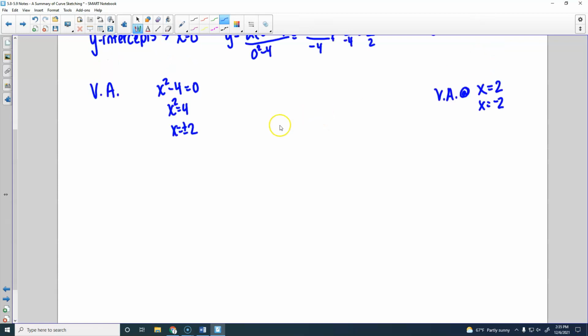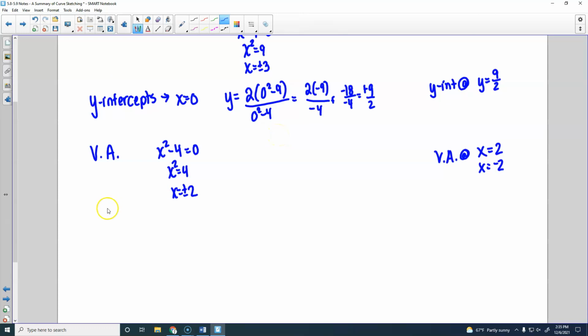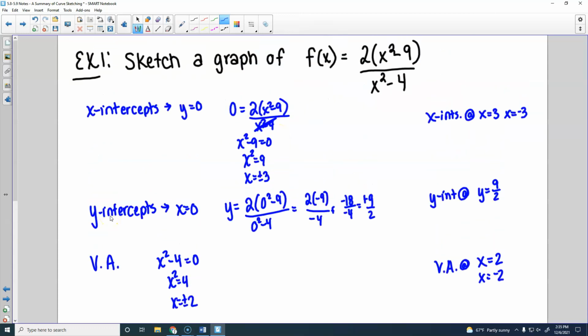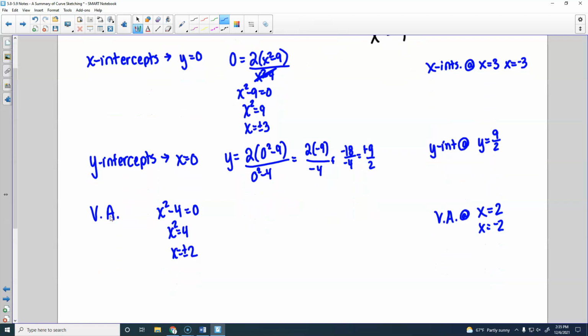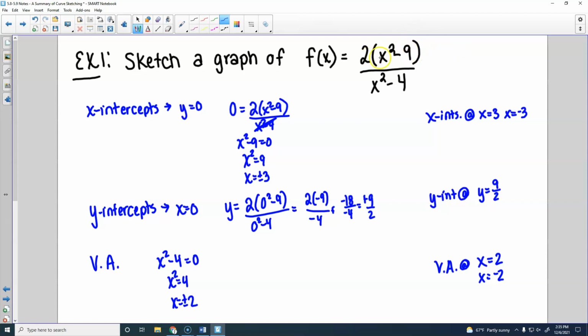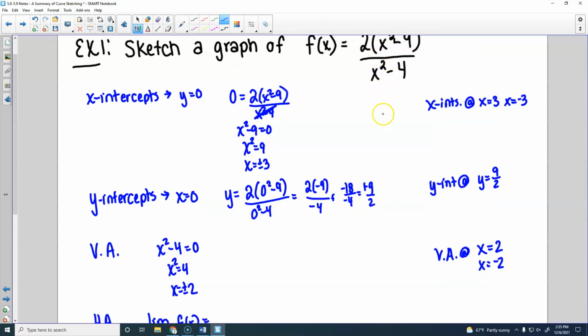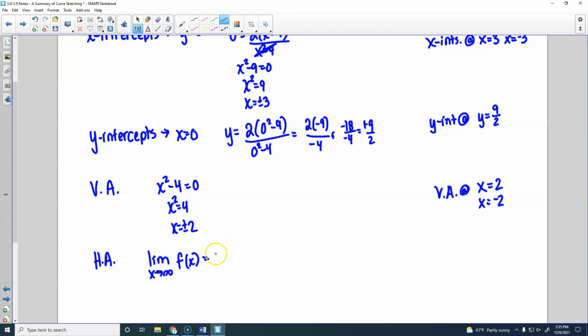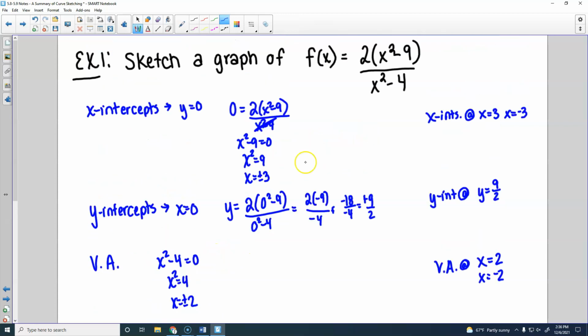Okay, all right. Vertical asymptotes. Now let's do horizontal asymptote. How do we find horizontal asymptote? We would do the limit as x approaches infinity of f of x, which is bottom-heavy, top-heavy, or equal exponents. If we distribute that 2 right there, we're going to have 2x squared over x squared. We'll get 2, because here the exponents are the same, so we divide their coefficients.